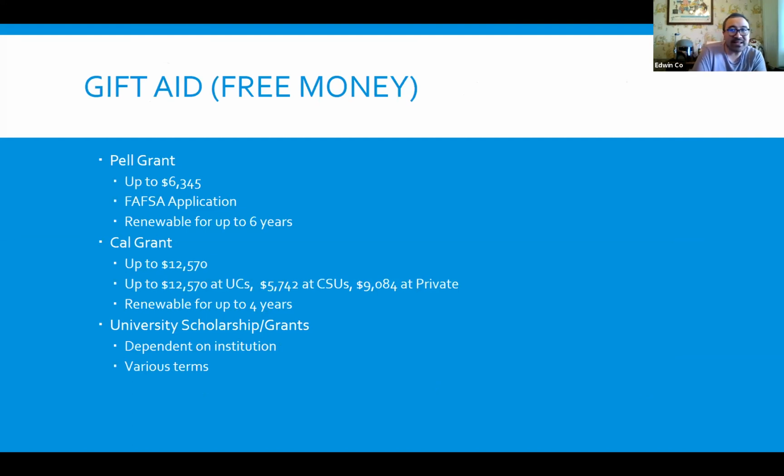The primary one that you guys will be applying for is called Pell Grants. Okay, that's up to $6,345 per year. Right, you apply for this with one application called the FAFSA that we'll be working on today, and it's renewable for up to 6 years.